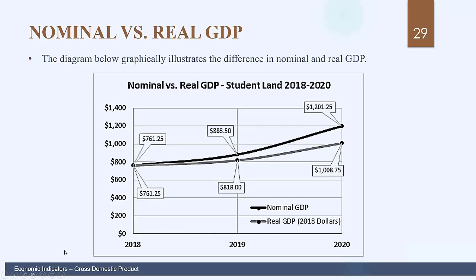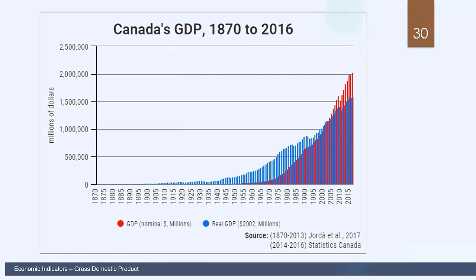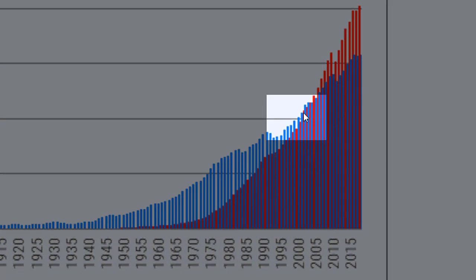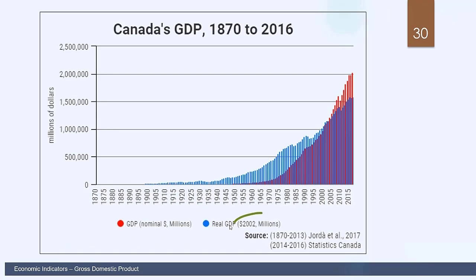Now let's look at some real world data. In this figure, we have real and nominal GDP for Canada from 1870 to 2016. We can see here that the point where nominal and real GDP are the same is in 2002, and that's the prices in which the real GDP figure is on. So that was the base year when calculating real GDP.